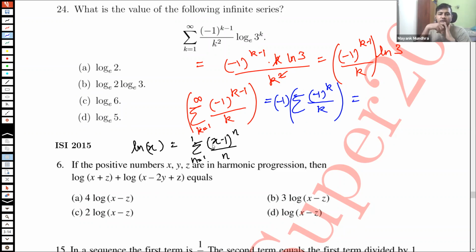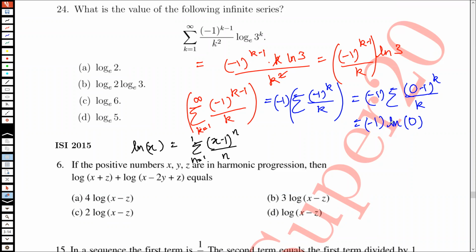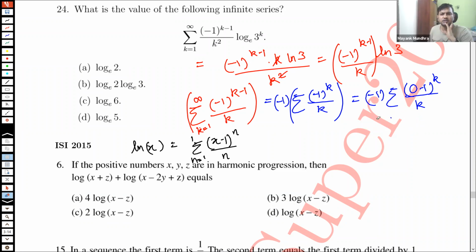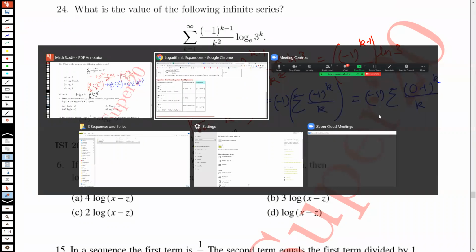So it should be x equal to 0. This looks like minus log of 0 minus 1, minus 1 summation of 0 minus 1 to the power k upon k. So x should be equal to 0. So minus 1 log 0. The log 0 is not defined. Yeah, so that's what I'm thinking. Where did I make a mistake? This answer was log of 2. Let me check the solutions.